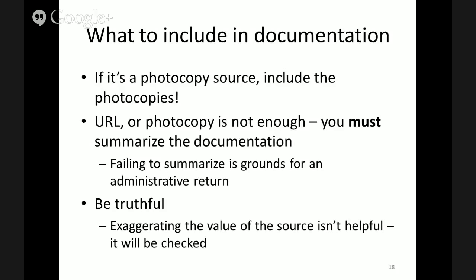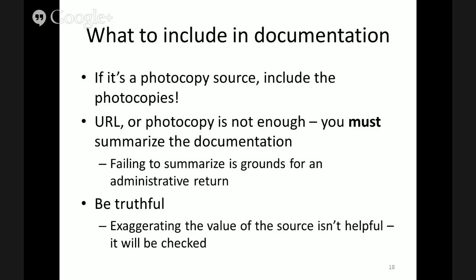Don't exaggerate the value of the source. It's not helpful. We will always check it. It doesn't do anything. And this is something I've seen, not commonly, but occasionally. People will say, you know, this source says that John Smith was a period name in the 1300s in England. And we look at it and it turns out, no, it doesn't. It says something like, there was a different name that later became John Smith, or something not quite on point. So be truthful. There's no money at stake here. There's no reason to exaggerate things, even to help your submitter, because we will look at it, and if it doesn't say what it says, then you really didn't help anything.